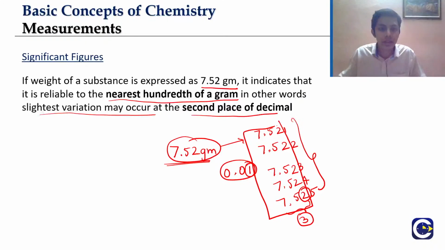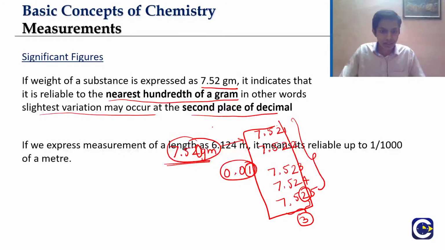Whereas the third decimal value is insignificant. We need not consider that. Clear? That's what significant figures mean. In each case, the significant figure will be different.